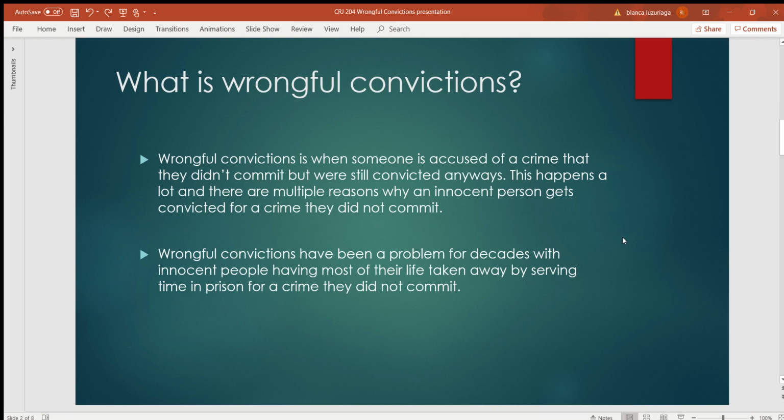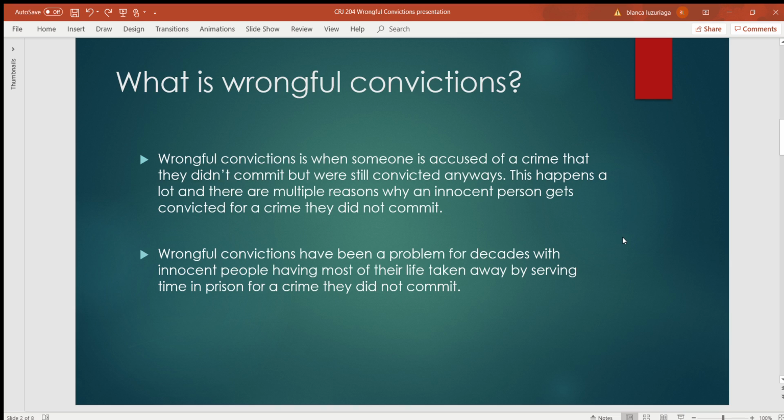What is wrongful convictions? It is when someone is accused of a crime that they did not commit but were still convicted anyways. This happens a lot and there are multiple reasons why an innocent person gets convicted for a crime they did not commit. Wrongful convictions have been a problem for decades, with innocent people having most of their life taken away by serving time in prison for a crime they did not commit.